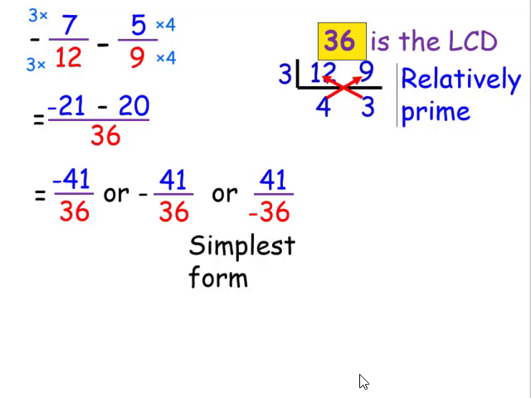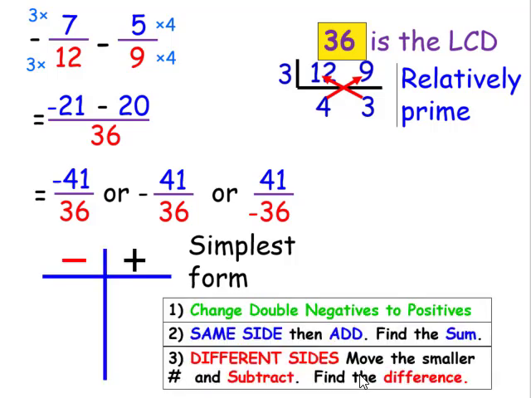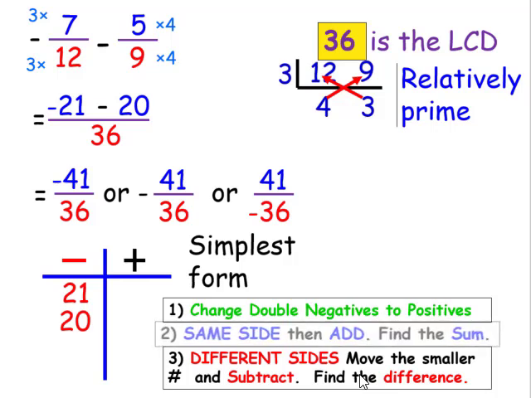Now we can see all 3 of these are considered in simplest form, but how did I get that negative 41? So in this particular case, since the 21 is negative and there's a minus sign in front of 20, they're both on the same sign. If they're on the same sign, we just add and we get a total of negative 41. But there's still an issue with this one because these are called improper fractions. So we're going to have to write them as a mixed number.